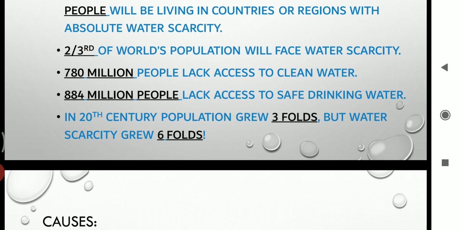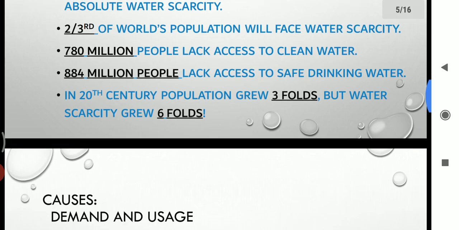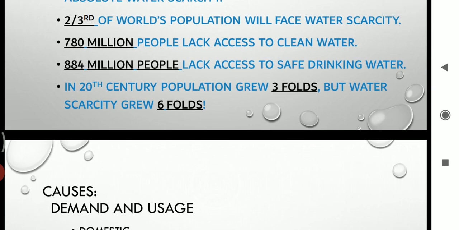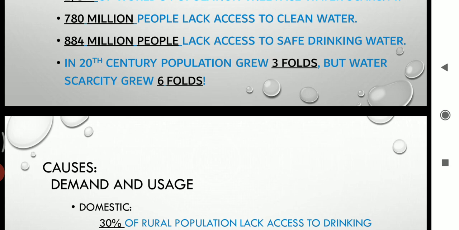780 million people lack access to clean water, and 884 million people lack access to safe drinking water. In the 20th century, population grew 3-fold, but water scarcity grew 6-fold.